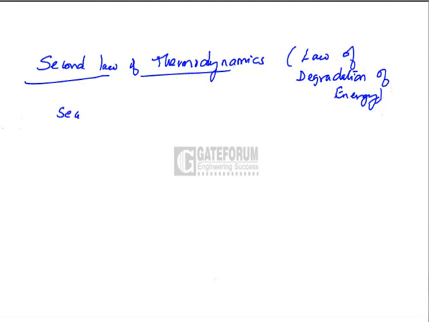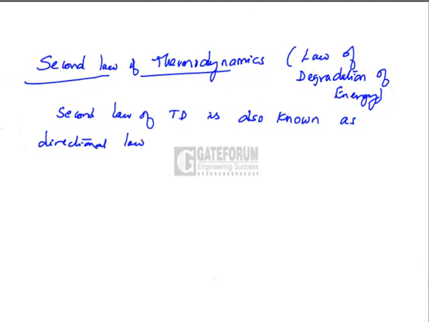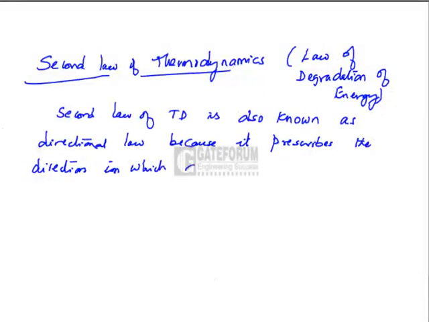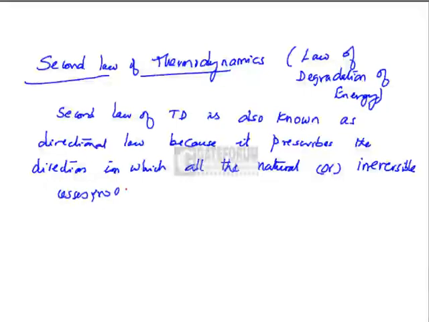The second law of thermodynamics is also known as the directional law, because it prescribes the direction in which all the natural or irreversible processes occur.